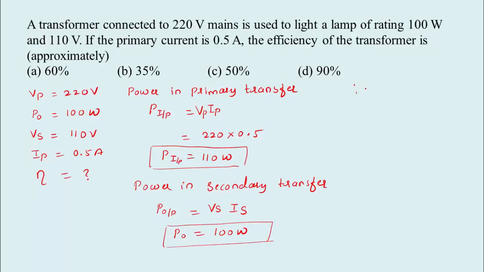Now efficiency is given by the equation output power divided by input power. So eta equal to output power, which is 100, and input power we have 110 watt. So eta equals 0.9. In terms of percentage, we can write it as 90%. So the efficiency of the transformer is approximately 90%.